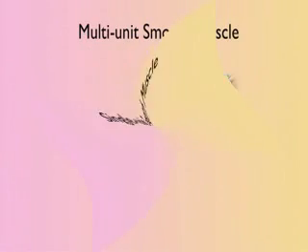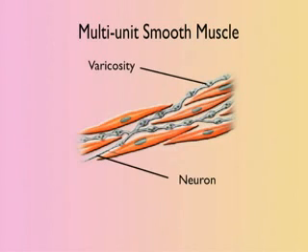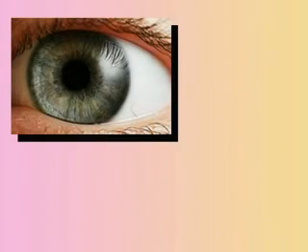In multi-unit smooth muscle, each muscle fiber operates independently of the others and is often innervated by a single nerve ending. Multi-unit smooth muscles are capable of finer control. Indeed, they are found in the iris, ciliary body of the eye, and the piloerector muscles of the skin.